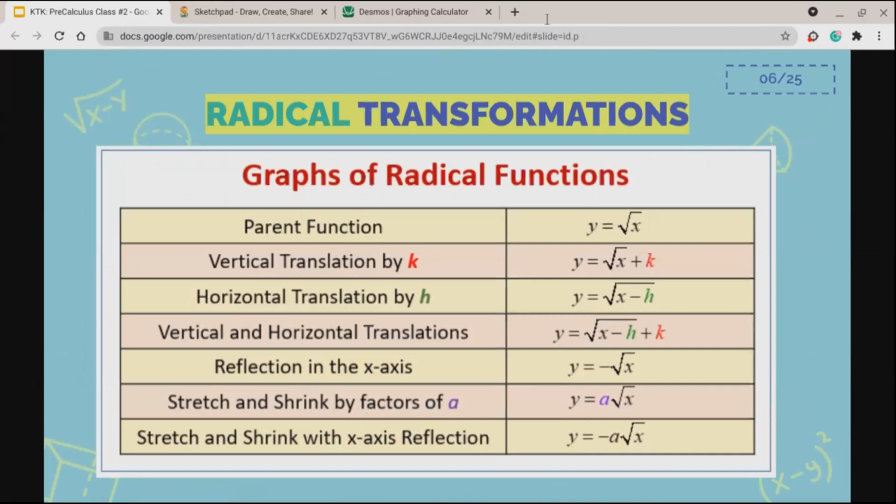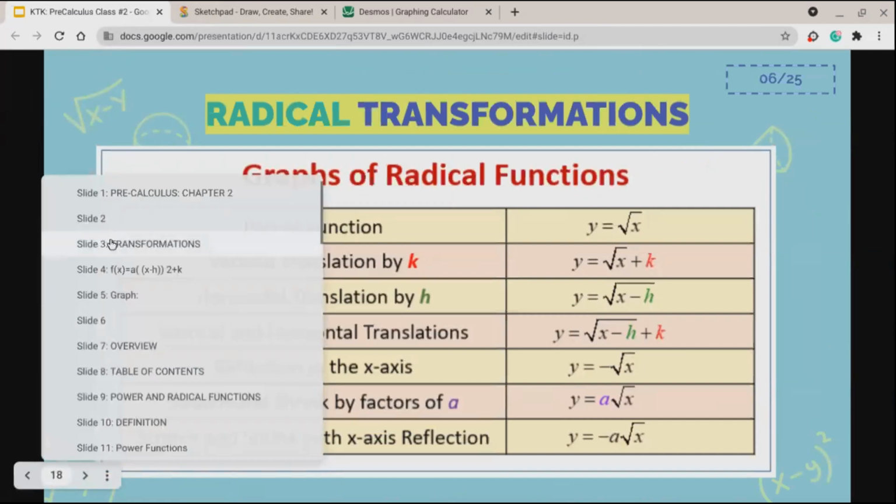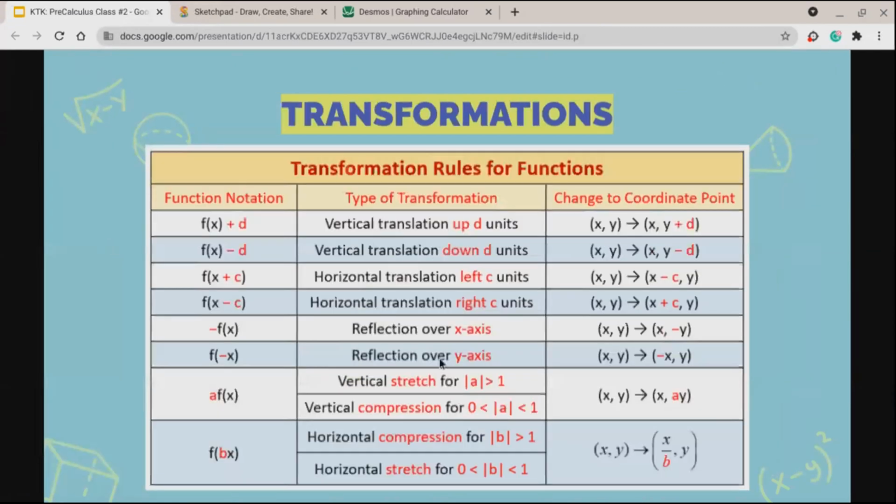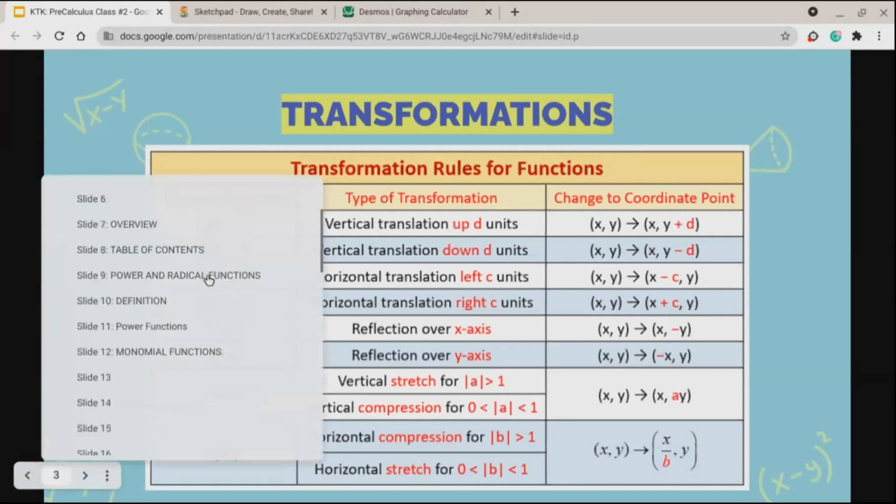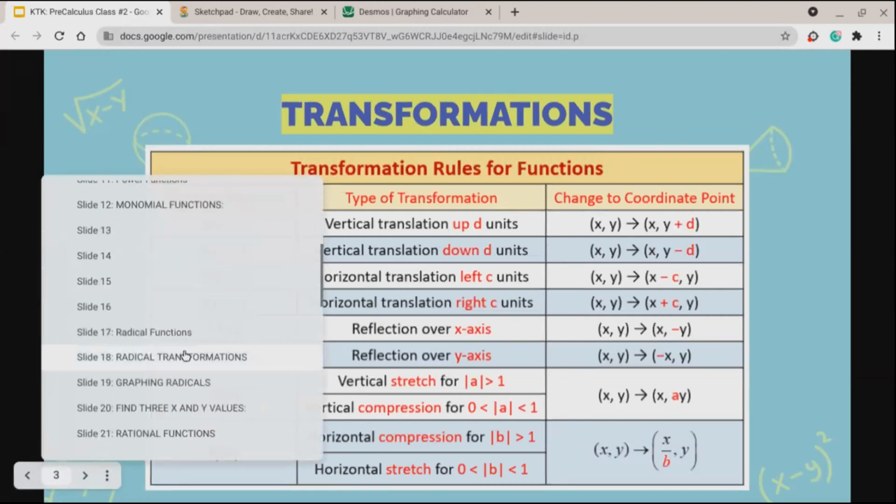This is similar to the transformations that we have on any function. If we go back to the beginning, we have this chart that shows us f of x plus d minus c, the translations, the reflections, and the vertical and horizontal stretches and compressions. We're going to have a similar thing for our radical functions. Let me see, radical transformations right here.